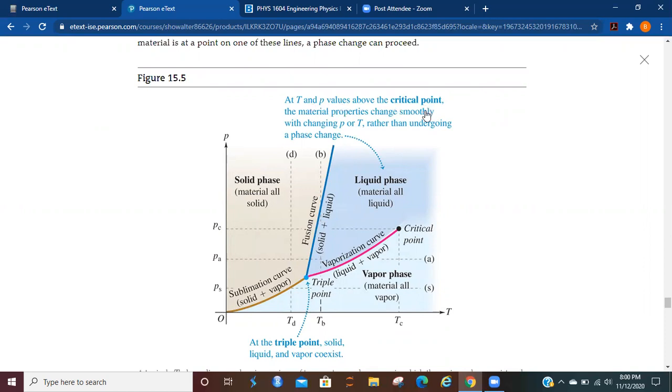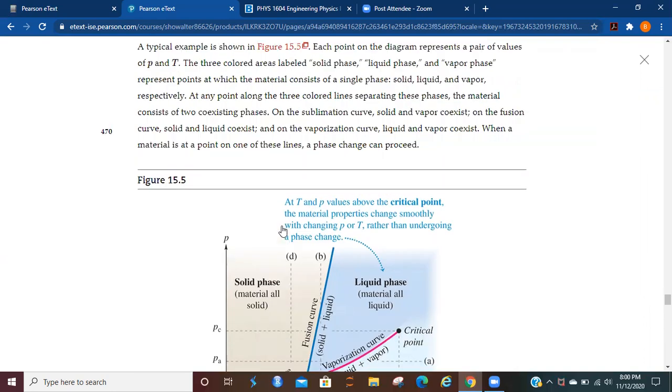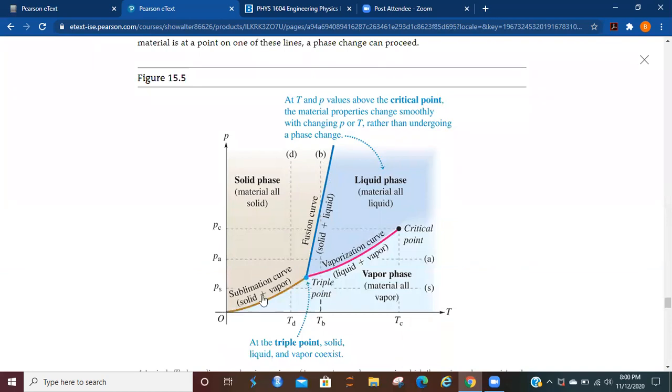So at T and P values above the critical point, material properties change smoothly with changing P or T rather than undergoing a phase change. So along these particular curves here, you're going to see solid and vapor coexist. So solid and vapor are going to be here, solid plus liquid are going to be here, liquid plus vapor are going to be here. There's one magic point at which all three of these phases exist. This is the pressure and this is the temperature for that particular point.